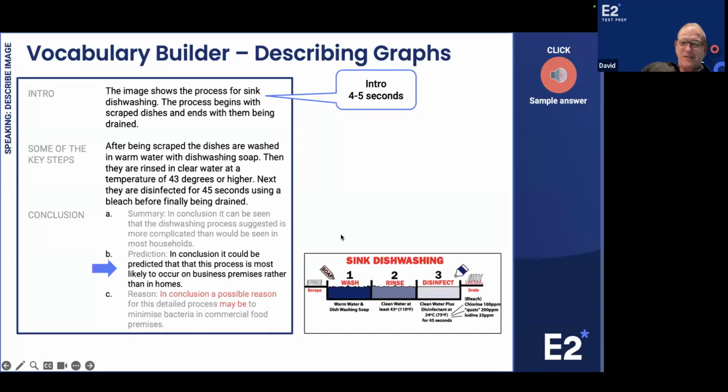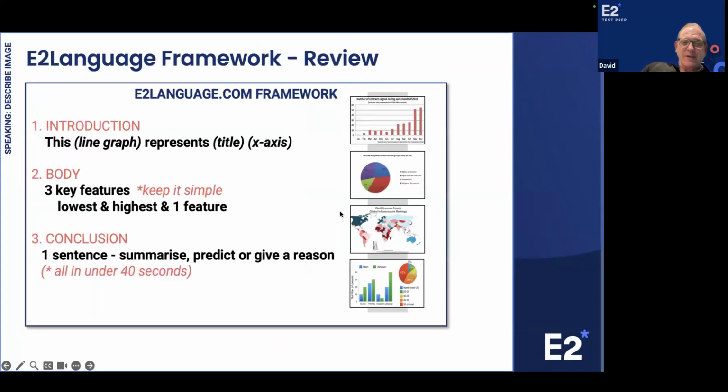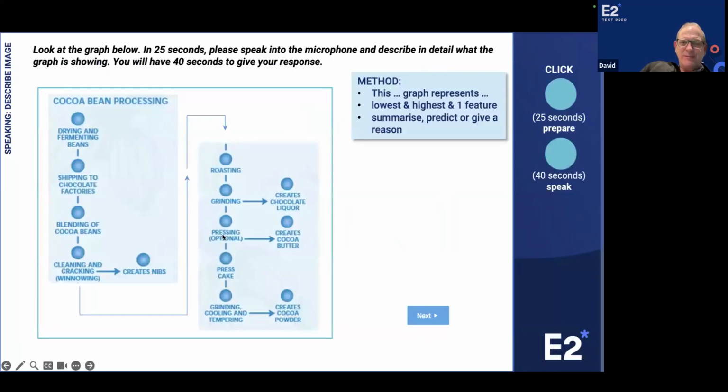Okay, makes sense, doesn't it? All right, let's try something similar. We're going to structure it with an introduction, title, x-axis, low point, high point, one other, and a conclusion. Are you ready? Okay, here's the process. 25 seconds to prepare, then 40 seconds to read aloud. Good work, guys. Here we go.